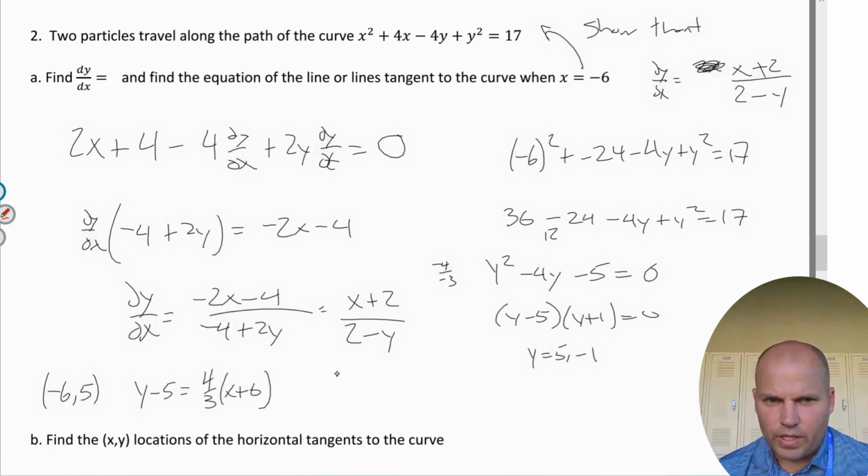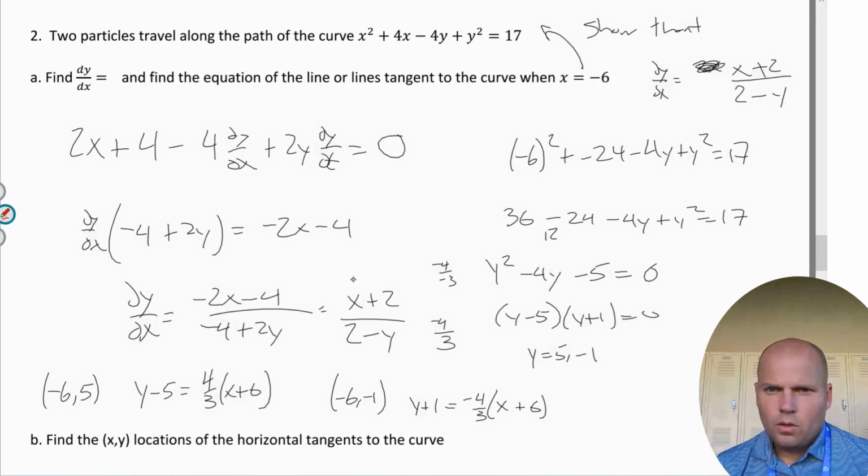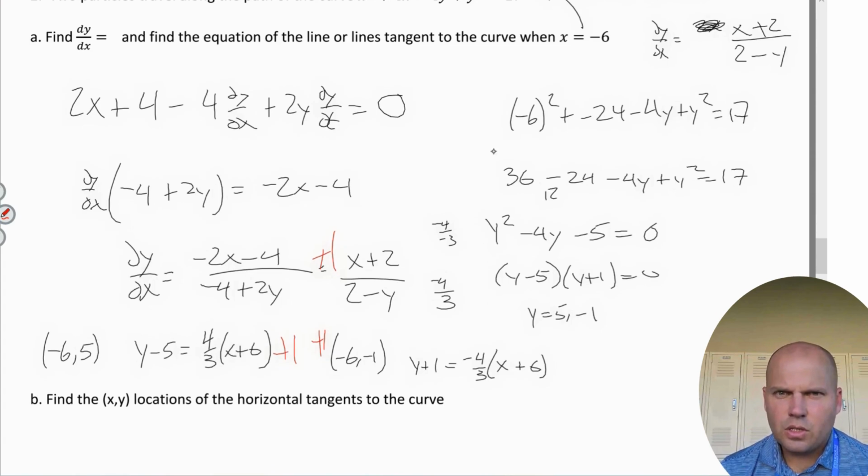And then for the point negative 6, negative 1, y plus 1 equals, that'll also be negative 4. That's 2 minus negative 1, which is 2 plus 1, which would be negative 4/3. One point for the show that, 1 point for the equation, maybe 2 points for the equations.